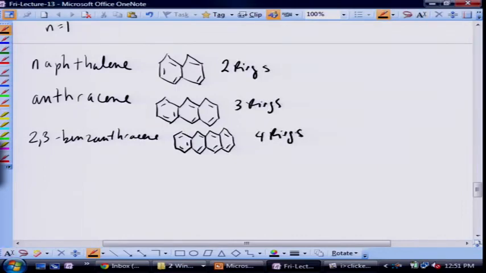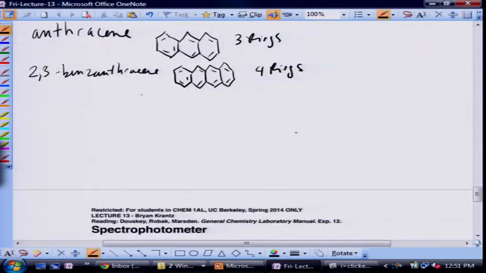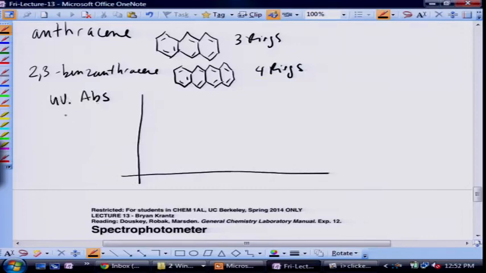So we've increased the size of the pi bonding configuration in a slightly different way. The thinking is still sound here. Now let's think about our absorbance. This is our UV-visible absorbance spectrum, with absorbance on the y-axis and wavelength in nanometers on the x-axis. Say 200, 300, 400, 500 nanometers.